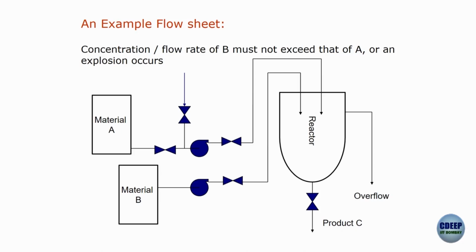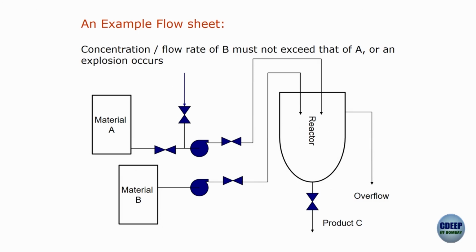Let's take an actual example. You have a reactor, and there are two materials which have to be reacted in the reactor to form a product C. Each of the material storage tanks, A and B, would have their own level gauges and so on. Why do you need a level gauge? To ensure that there is material there at the time of operation. Then you have separate valves, and a pump in each line to pump the material from the storage tank into the reactor.